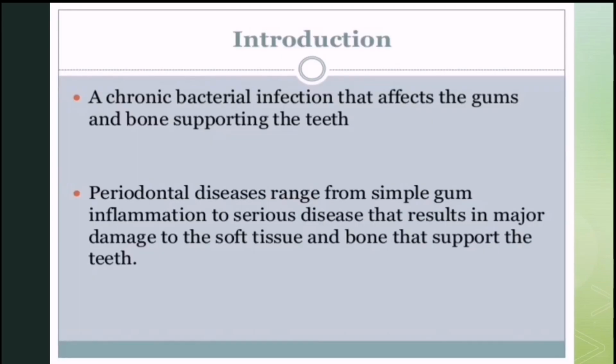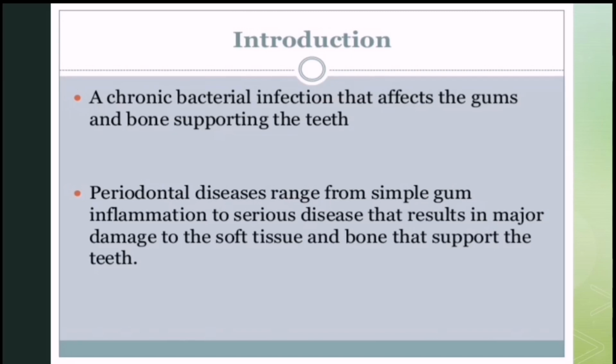Introduction. Periodontitis is a chronic bacterial infection that affects the gums and bones supporting the teeth. Periodontal disease ranges from simple gum inflammation to serious disease that results in major damage to the soft tissue and bone that support the teeth.